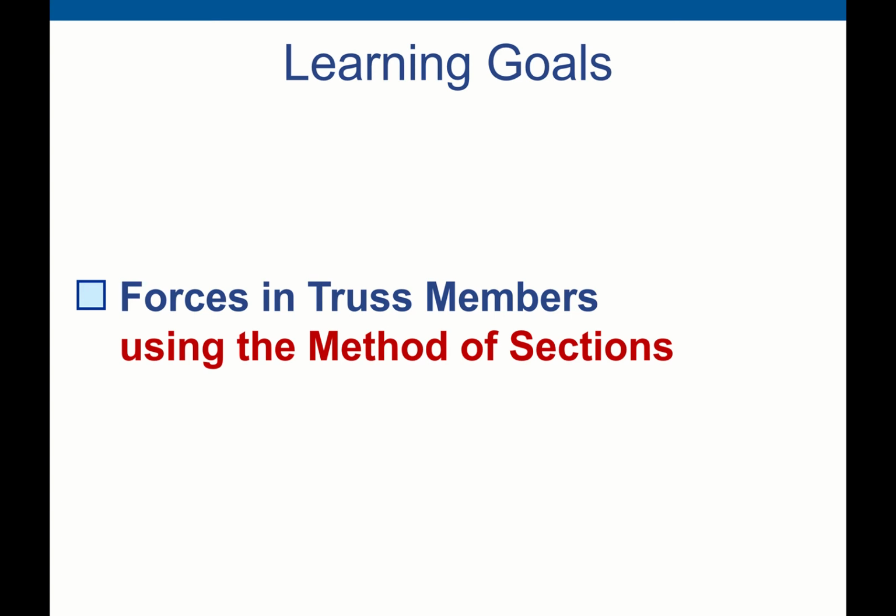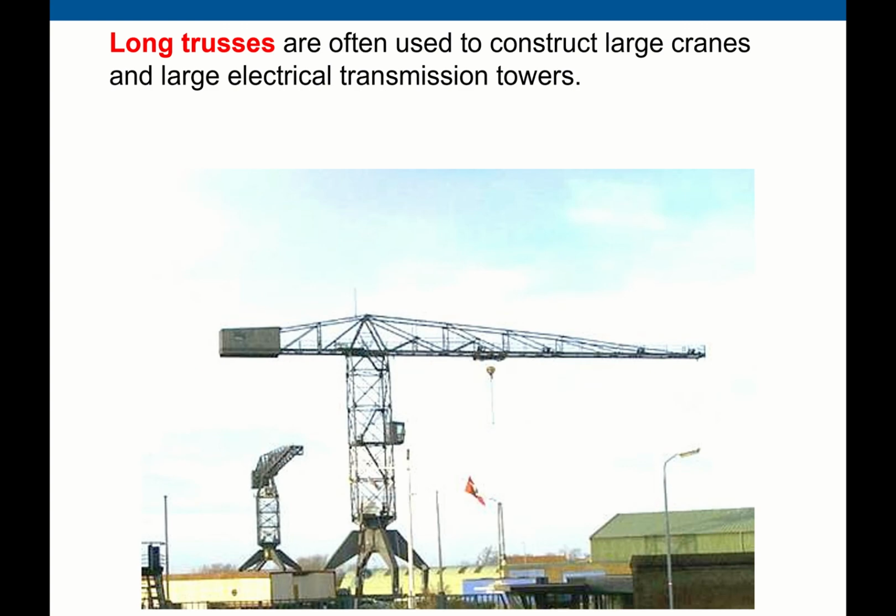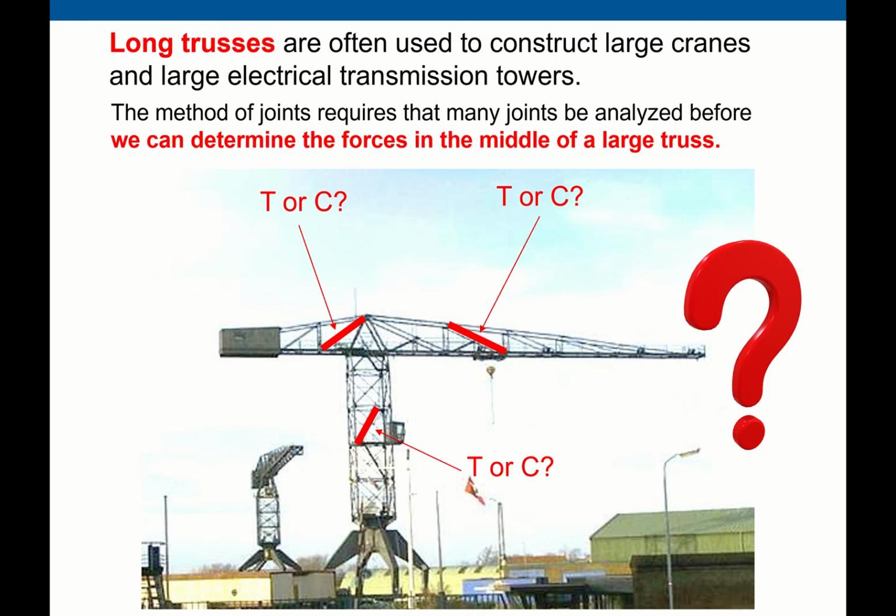Okay, so method of sections. Let's look at the method of sections. If you look at this crane, it consists of a number of trusses. So this is a very long truss. But the question is, if we want to know whether a member in the middle of the truss, for example this one, is in tension or compression. How about this one? This one.